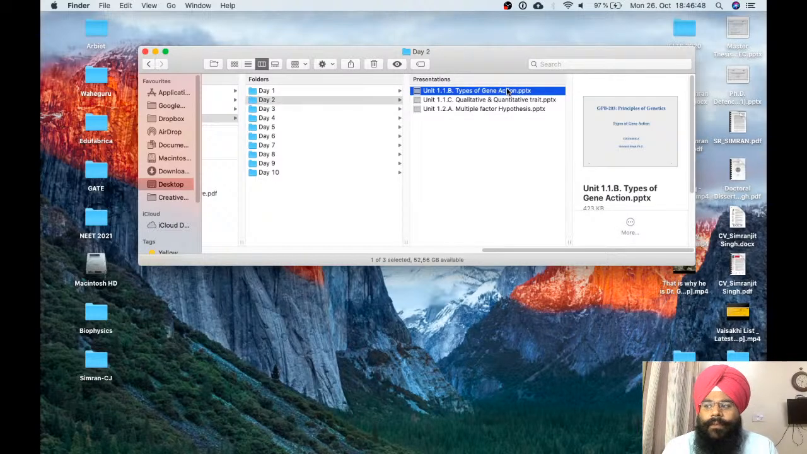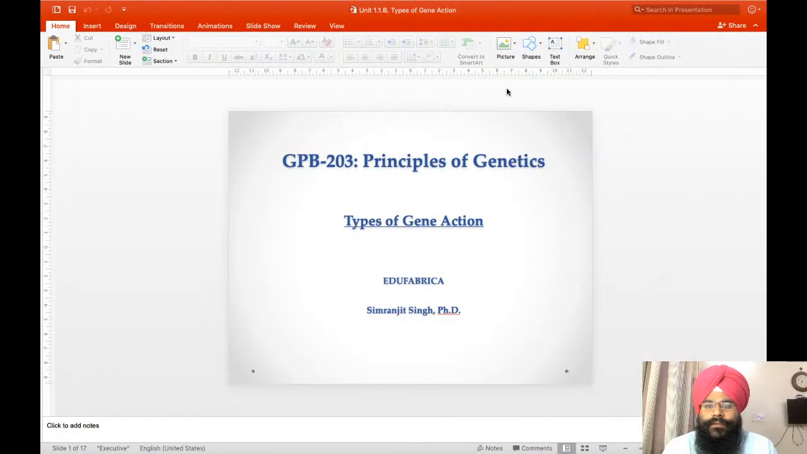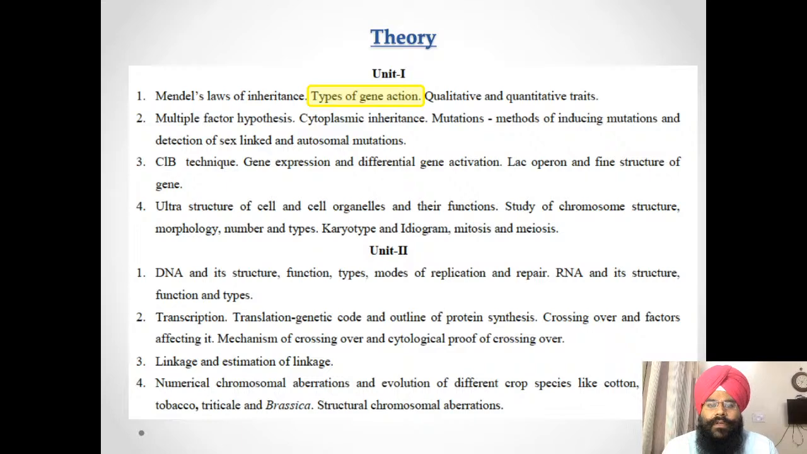Now comes the next part: types of gene actions. So this is the next part. Here we will discuss various other exceptions to Mendel's law, like epistasis, masking of one gene by another gene, and seeing many things.